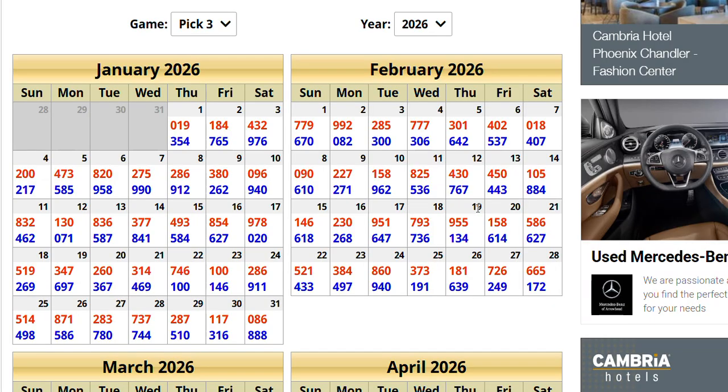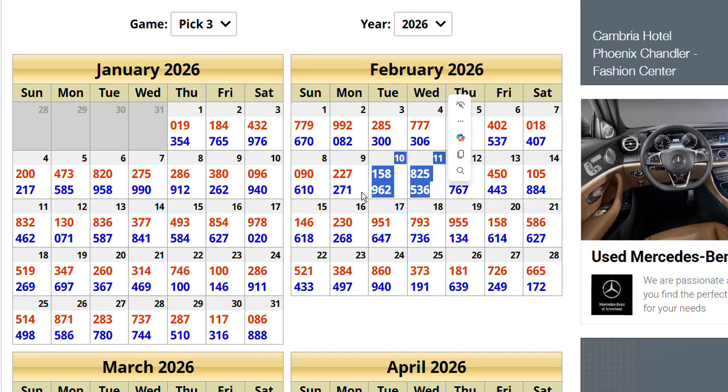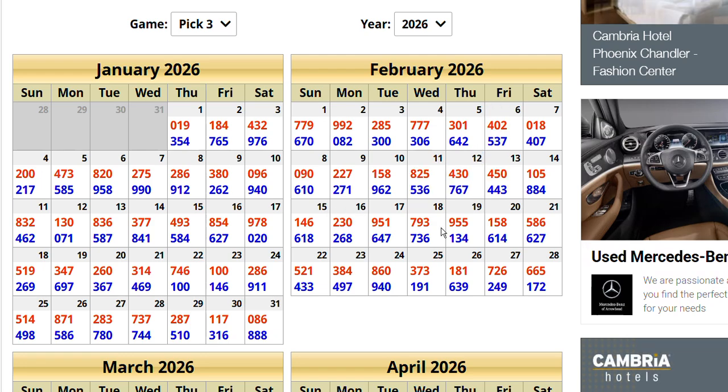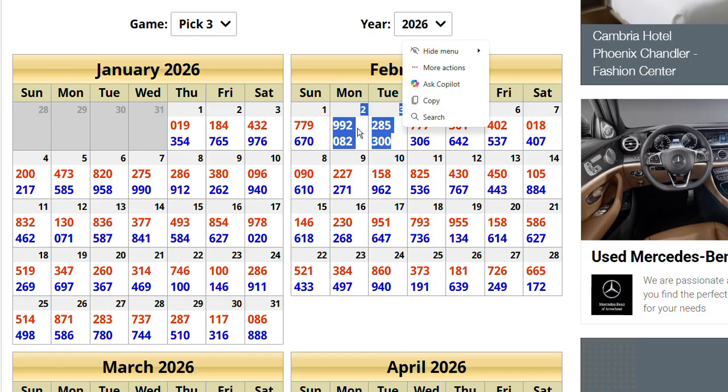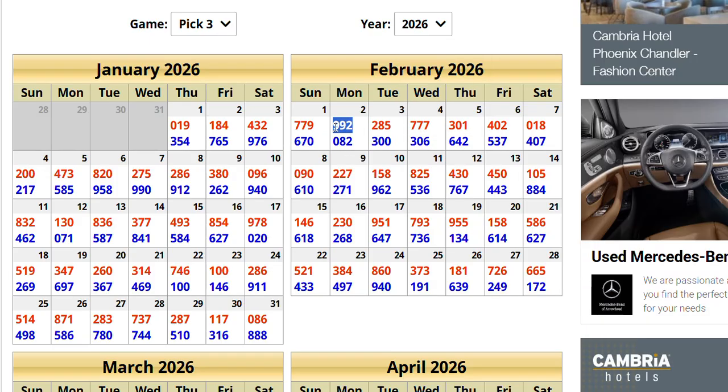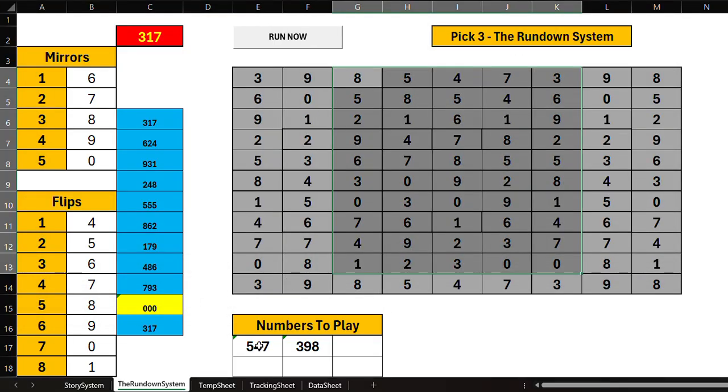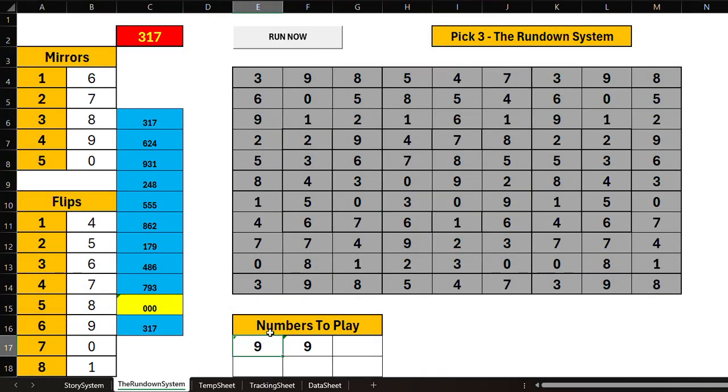All right, so we're going to choose some number. Let's try February. I'm just picking a random number. I don't know. Let's try February the 2nd. All right, so 992. So we'll do the day. 992 goes to 285. Okay, so 992 went to 285. 447.